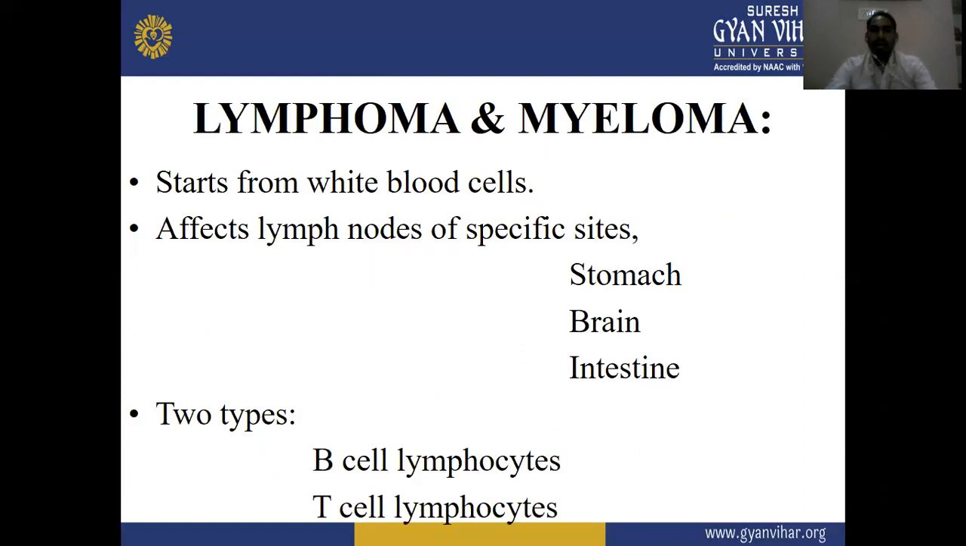Next one is lymphoma and myeloma cancer. Lymphoma and myeloma cancers start from white blood cells, meaning leukocyte cells, and affect lymph nodes at specific sites like stomach, brain, and intestine. Myeloma means a cancer of plasma cells, and lymphoma is a cancer of the lymphatic system. The two types of lymphoma are B cell lymphocytes and T cell lymphocytes.